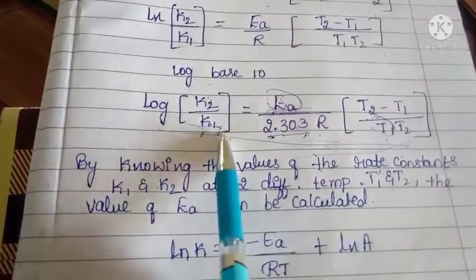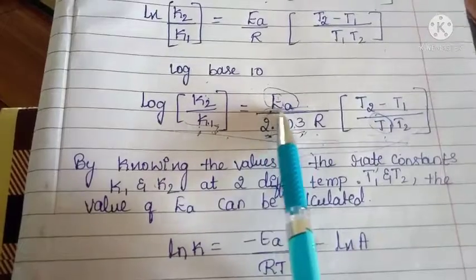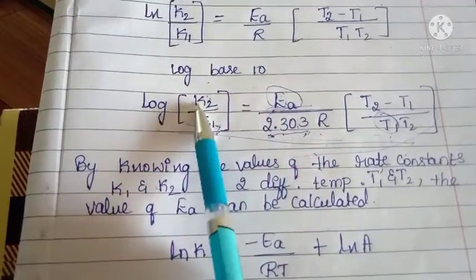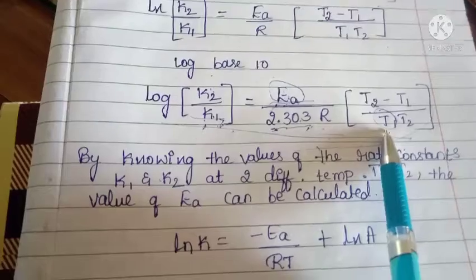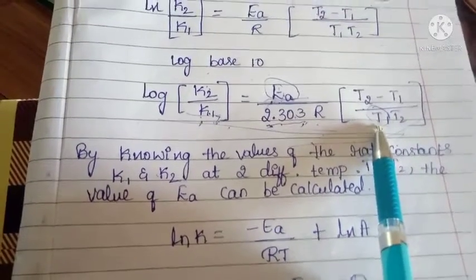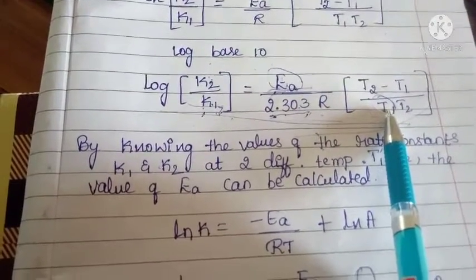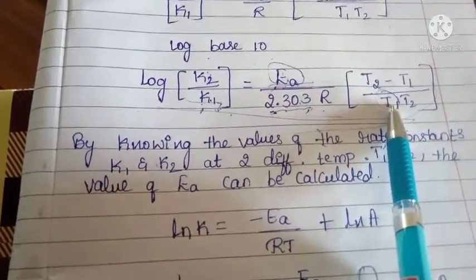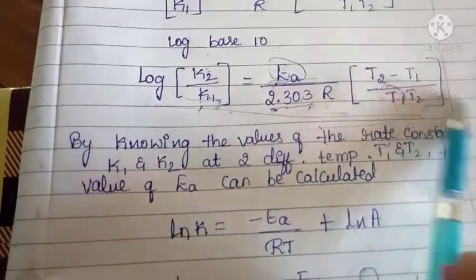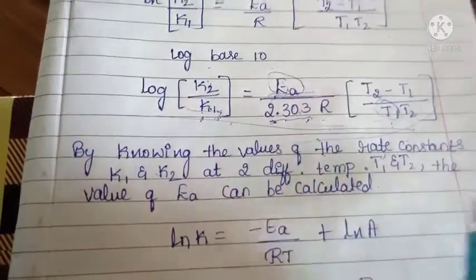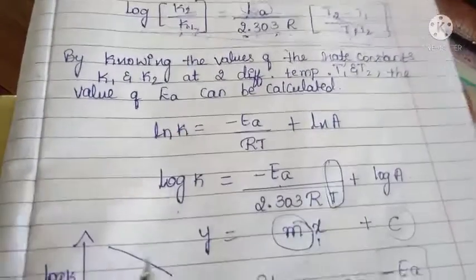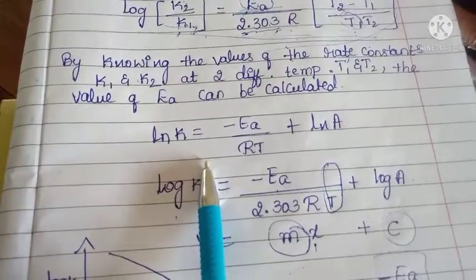This equation we use to calculate the activation energy by knowing the rate constant and the temperature. Otherwise, they give only one temperature and not another temperature. So in that problem we have to calculate both activation energy and one of the temperatures. First we have to find the activation energy by using this equation.